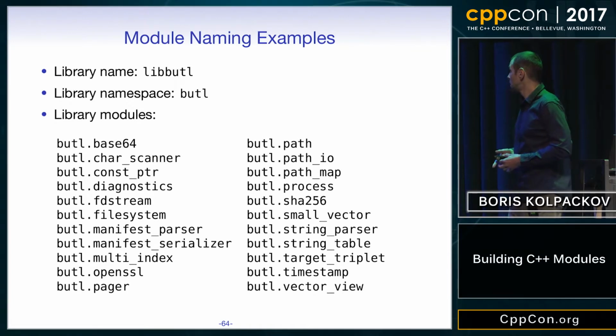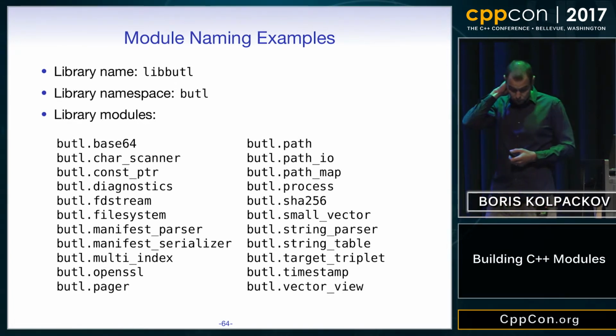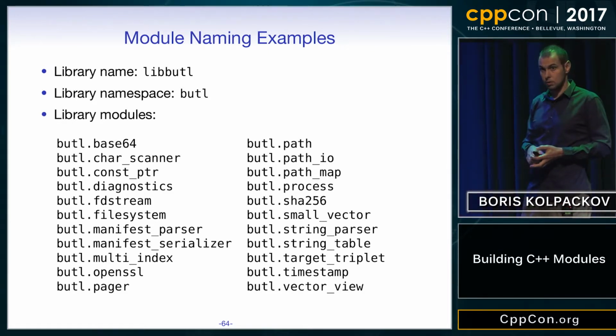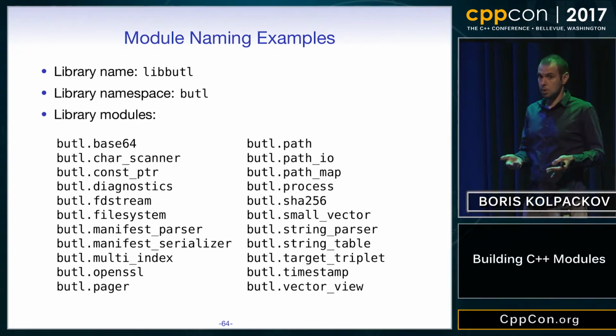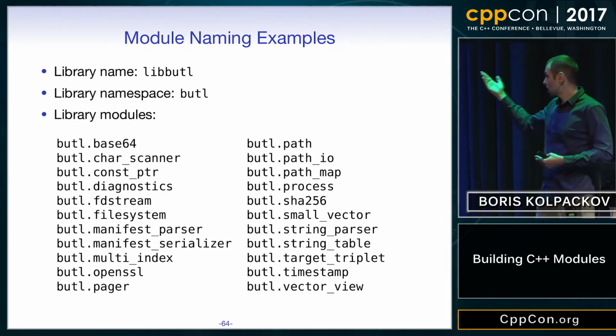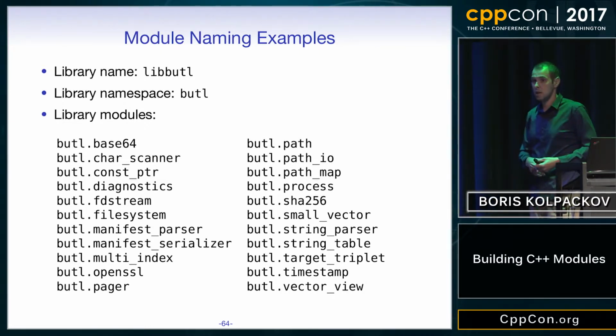Worked very well. So here's a concrete example. That's the utility library I mentioned earlier, that I showed you how it was built, modularized. It's called libbutl. Everything in this library lives in the butl namespace. As you can see, all the modules start with butl, and then most of them are just names of the main entity that they are dedicated to.